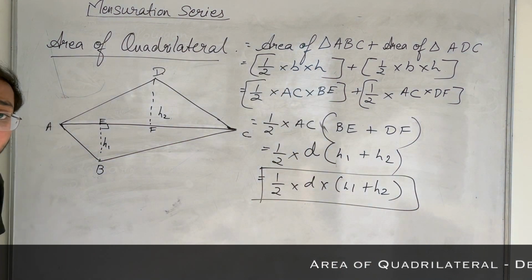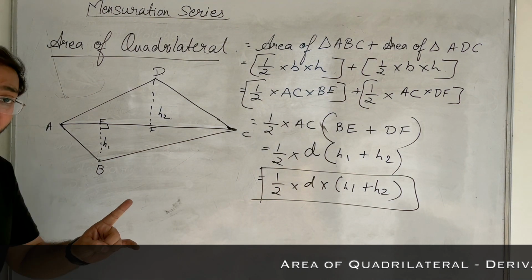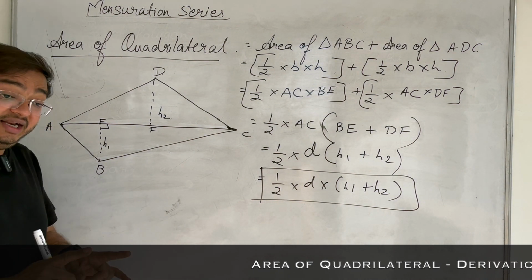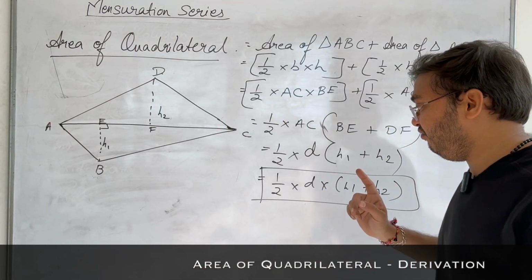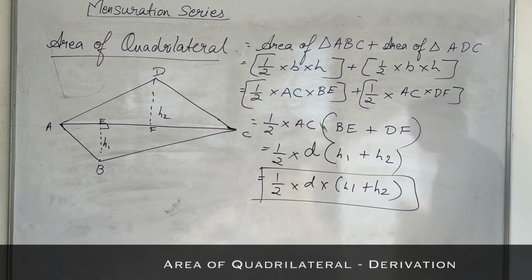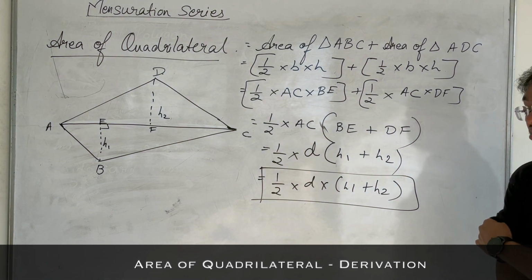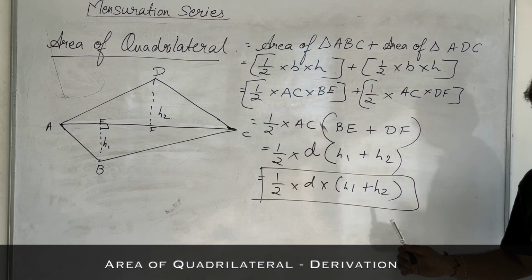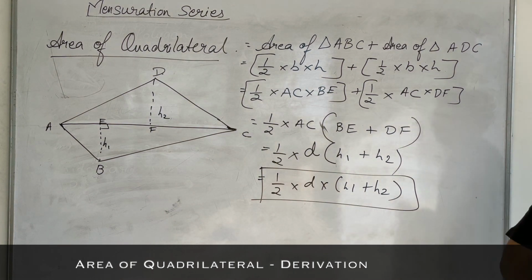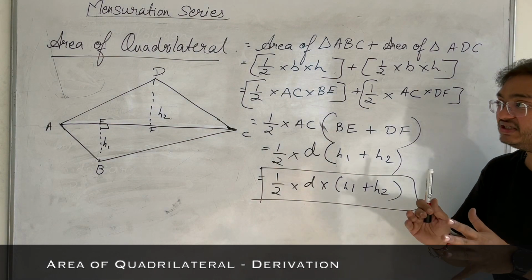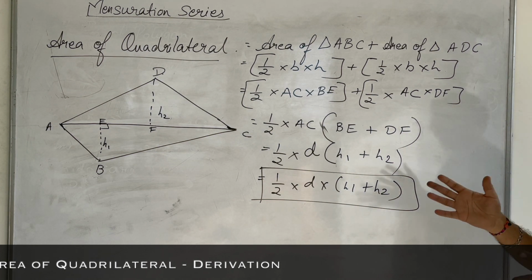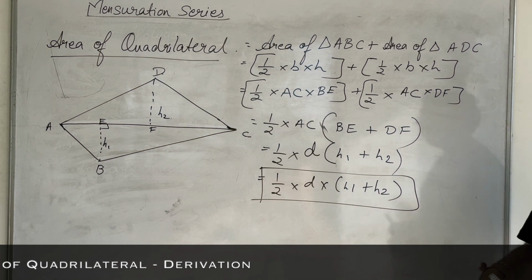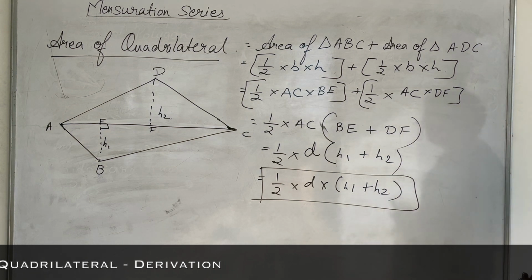It is the formula to find the area of a quadrilateral. Which type of quadrilateral? Which is irregular. It has 4 sides but it is irregular. That type of quadrilateral, if we want to find its area, we will use the formula half into diagonal into height 1 plus height 2. I hope this derivation is clear to you, how we have derived the formula of the irregular quadrilateral, that is half into diagonal into height 1 plus height 2.